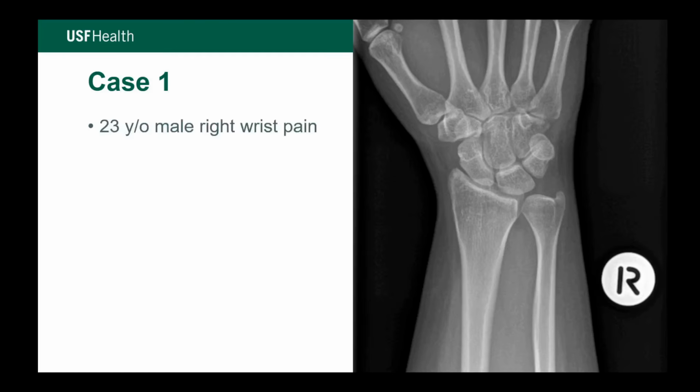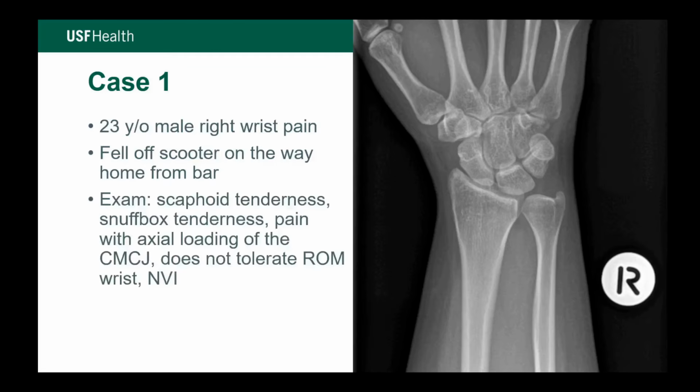Okay, this was a 23-year-old male with right wrist pain. He fell off his scooter on the way. These are all real cases, by the way. Fell off his scooter on the way home from the bar. He has scaphoid tenderness and snuff box tenderness, pain with axial loading of the carpal metacarpal joint, does not tolerate a range of motion exam very well, and he's neurovascularly intact.